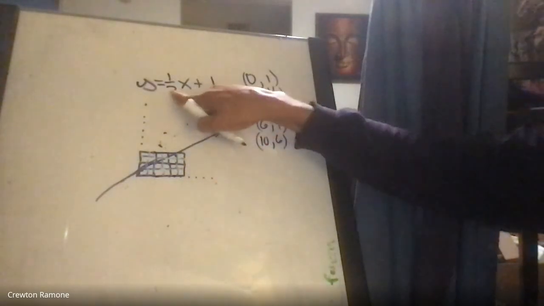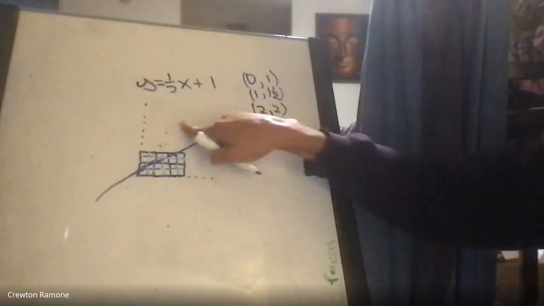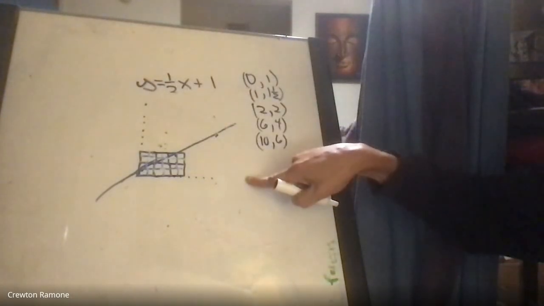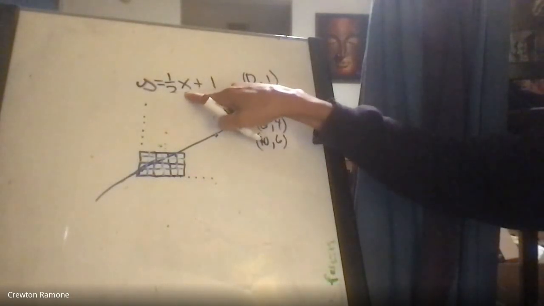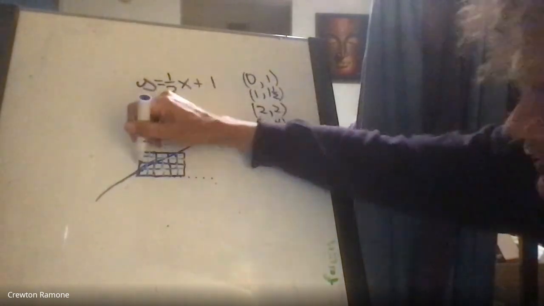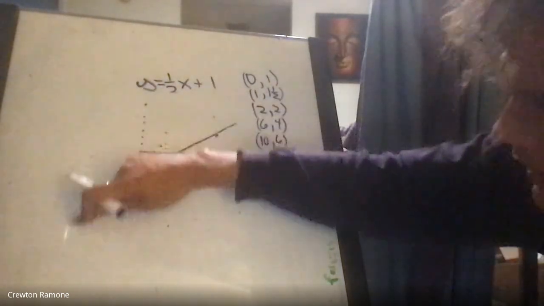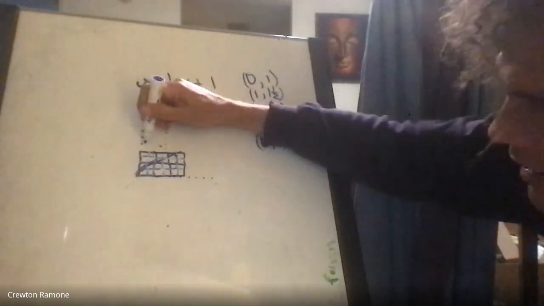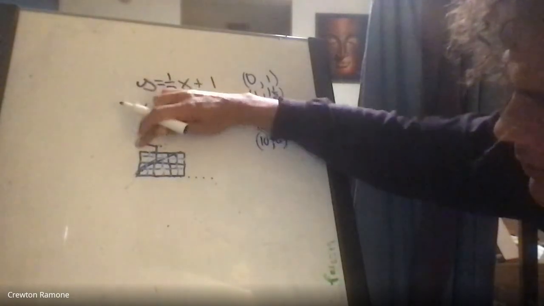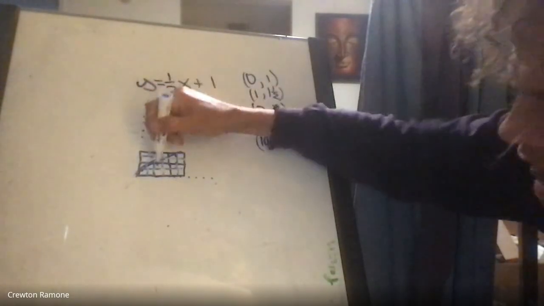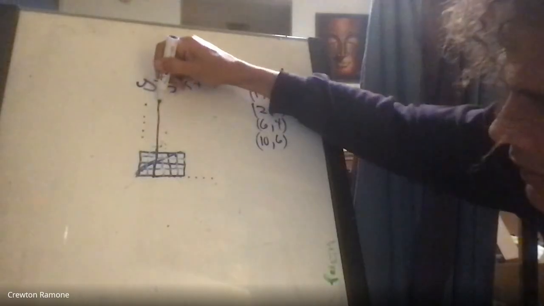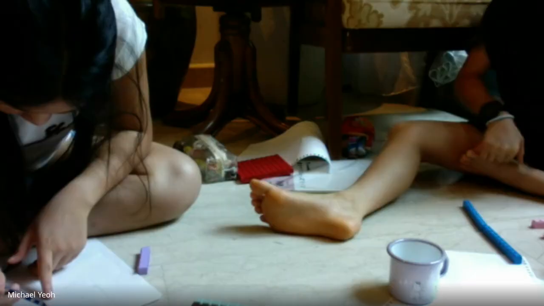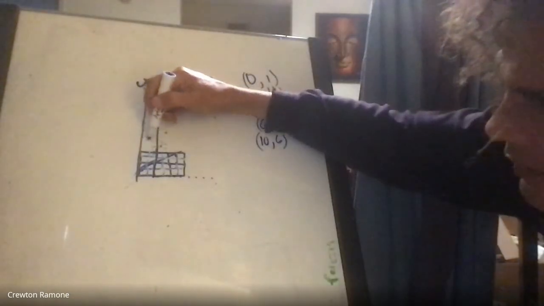So now let me draw this. y equals 1/2 x plus 1. So when x is 0, y is 1. So I'm going to change my whole scale here, get rid of this, and draw this thing out. Oh man, it's going to be terrible. But I can do it. Watch, watch, watch.